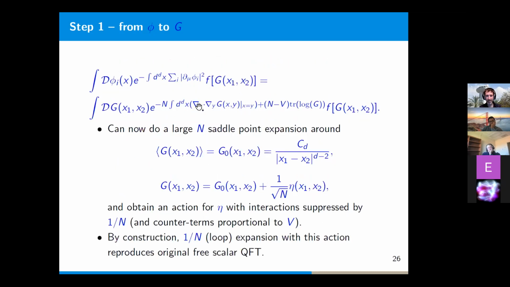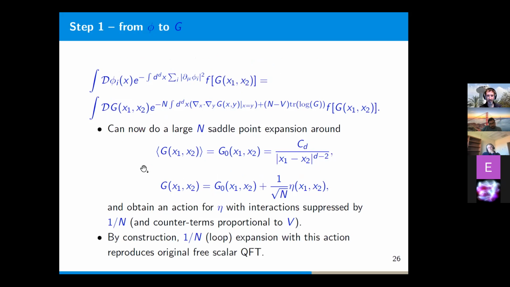So we expect the expectation value of G to be given by just, in d dimensions, 1/(x1 minus x2) to the power of d minus 2. And indeed, one can show that that is precisely the saddle point of this large n path integral. If you just solve the equation of motion that you get from this action, this is precisely the solution.